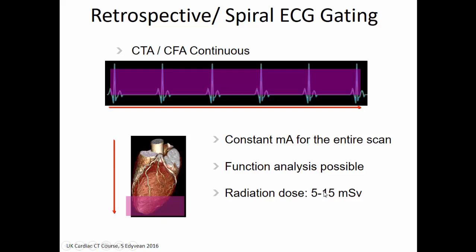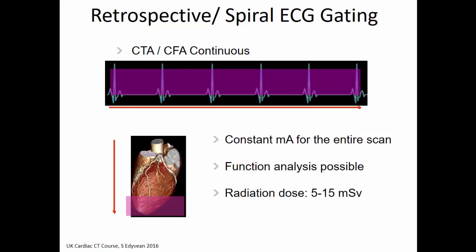analysis. However, that's really high dose, and 15 millisieverts actually is very low in this slide. There are many examples of 30 millisieverts where retrospective spiral scanning was happening. This is in the early days of cardiac.